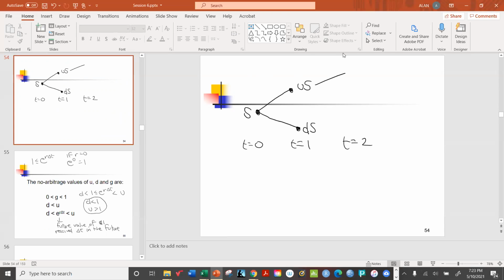If it goes up, now here U is a constant. It's being multiplied by S. Down here, D is a constant. It's being multiplied by S. So we go up a second time. That brings us to U squared S. If we go down, that makes it DUS. If we go up, it's the same thing. And if we go down, it would be D squared S.